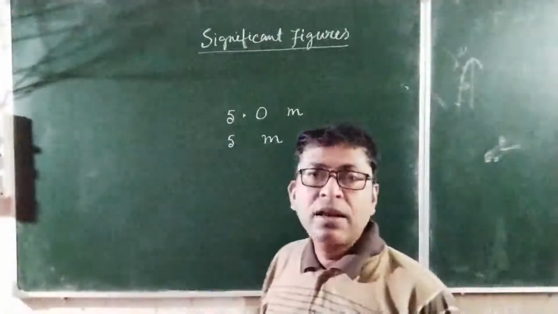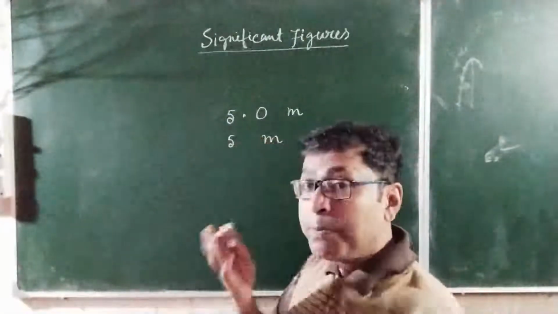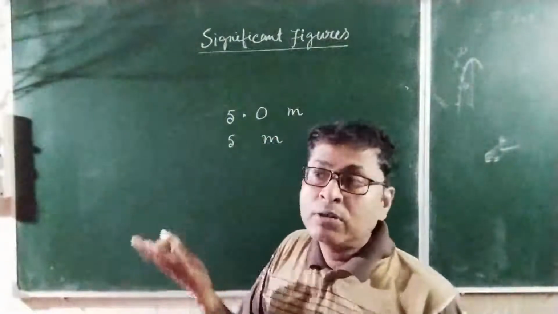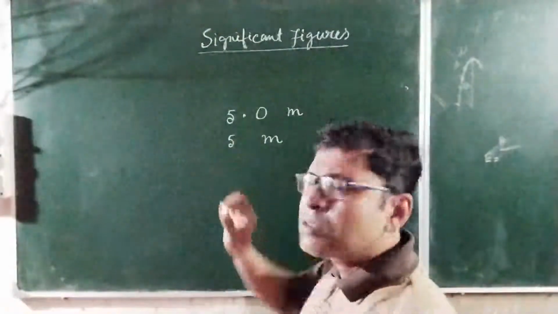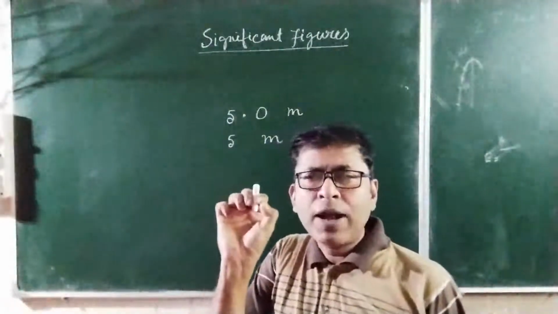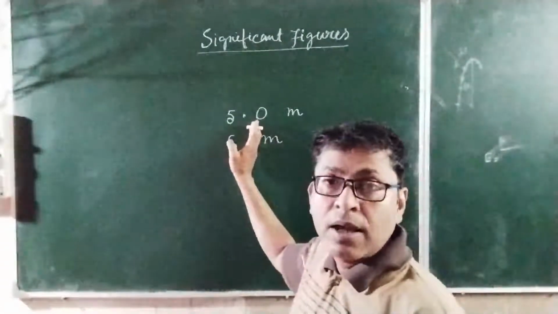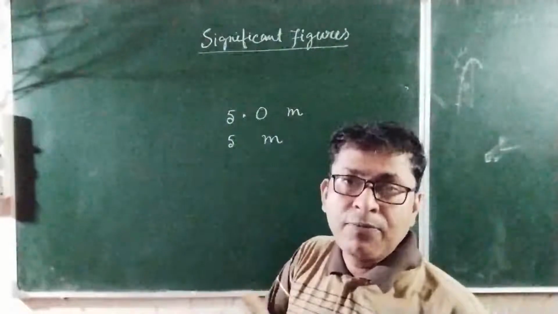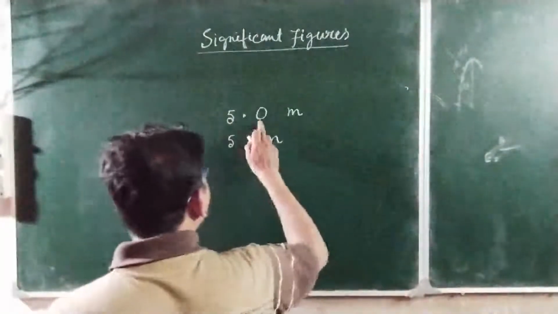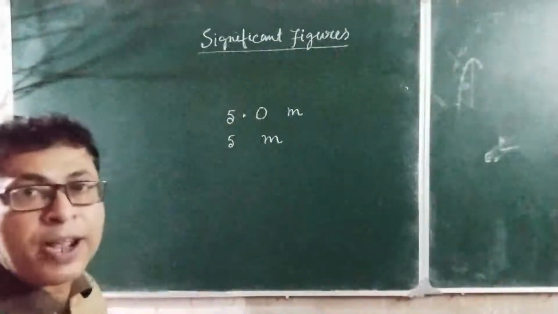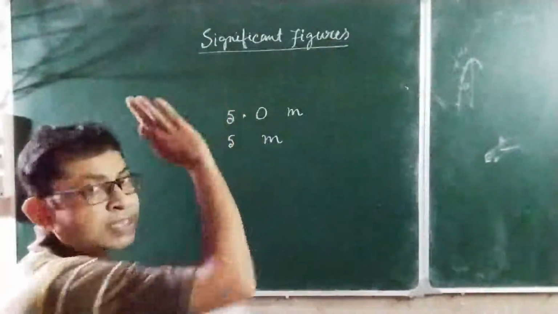In this case, it may vary. So, it may be 5.1 or 5.34, anything. Slightly less than 5 or slightly more than 5 it can be. But in this case, it is definitely 5 meter, nothing else. So this 0 is extremely significant or important for this position or this place.